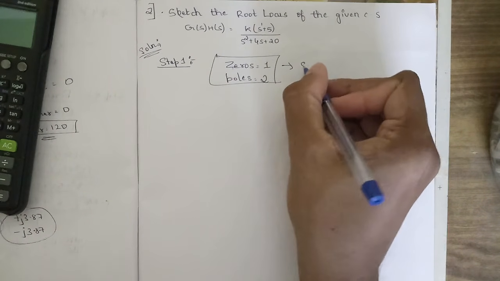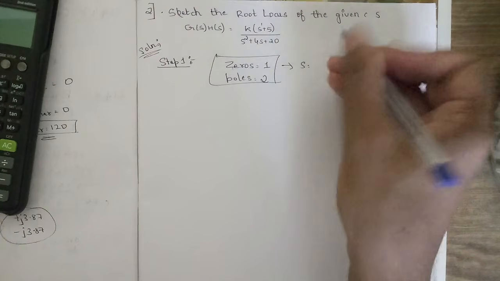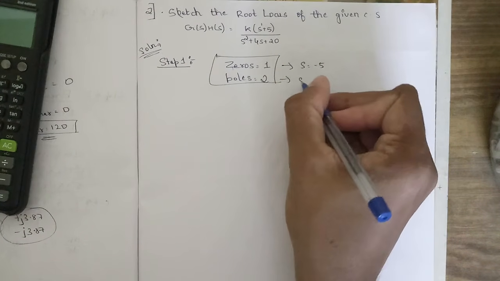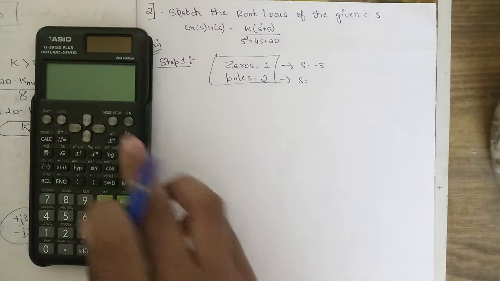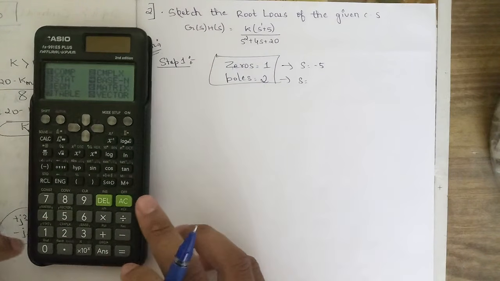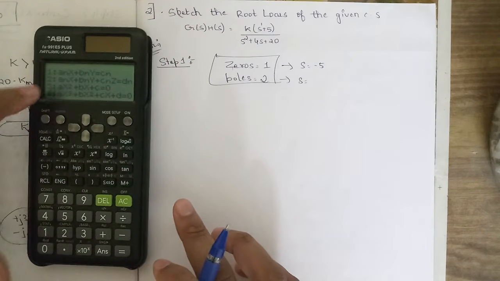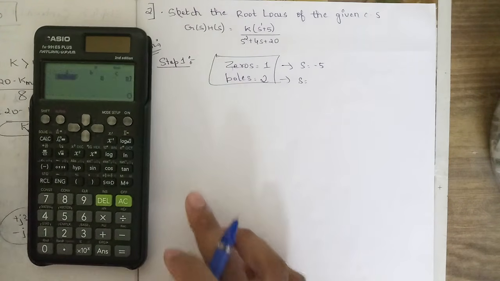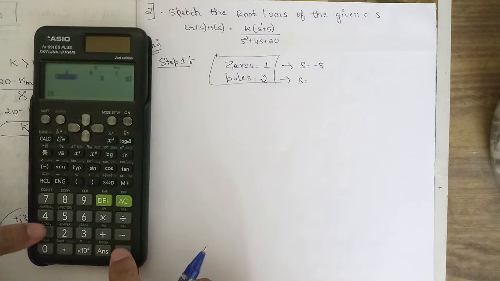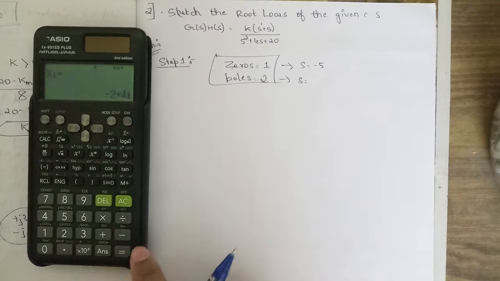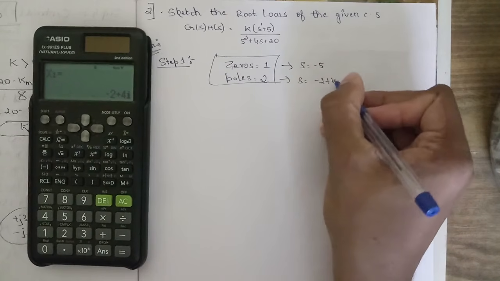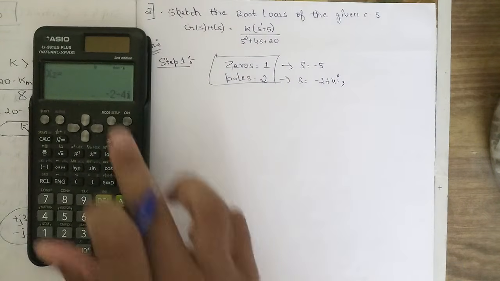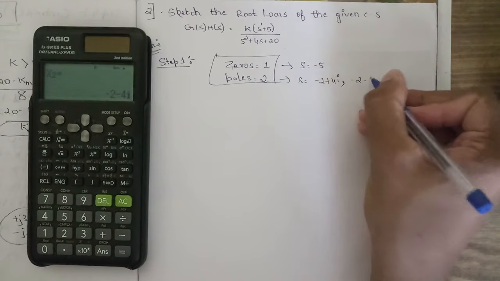The zero here is s plus 5 equal to 0, so s is equal to minus 5, and the poles are the roots of this quadratic equation. I've told you how to represent that equation in the calculator. Mode 5 equation, then ax square plus bx plus c, that is 3, then write all the coefficients, that is 1, equal to, 4 equal to, 20 equal to. So the roots obtained are minus 2 plus 4i, and the other root is minus 2 minus 4i.